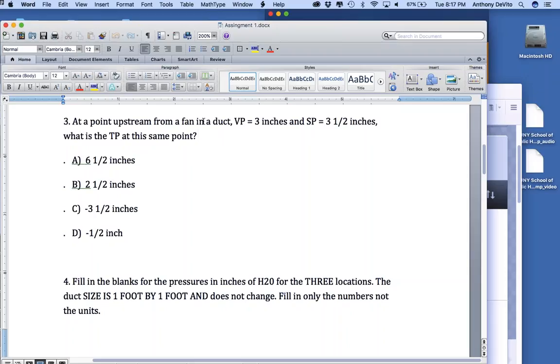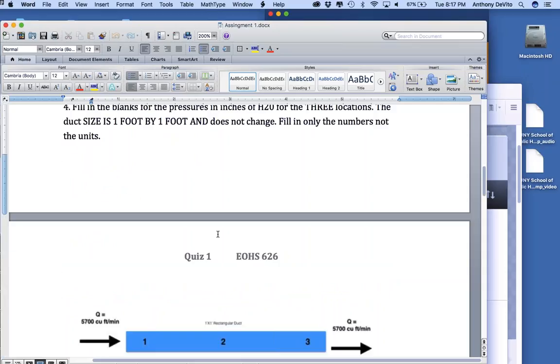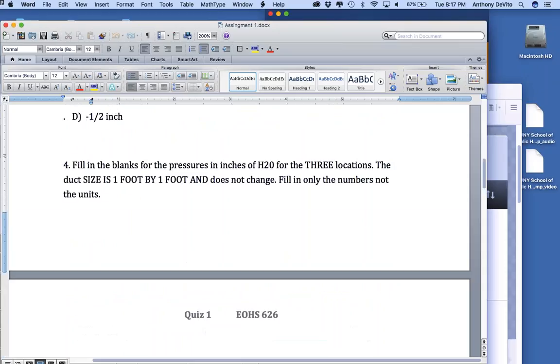Okay, so at the point upstream from a fan, negative pressure, velocity pressure is equal to 3, and static pressure is equal to 3.5 inches. What's the total pressure at the same point? Well, it's going to be velocity pressure plus the static pressure, which in this case is negative, right? So that's going to be minus 1/2 inch. A little tricky because I didn't give you the sign. I made you deduce what the sign had to be since you were upstream of the fan.